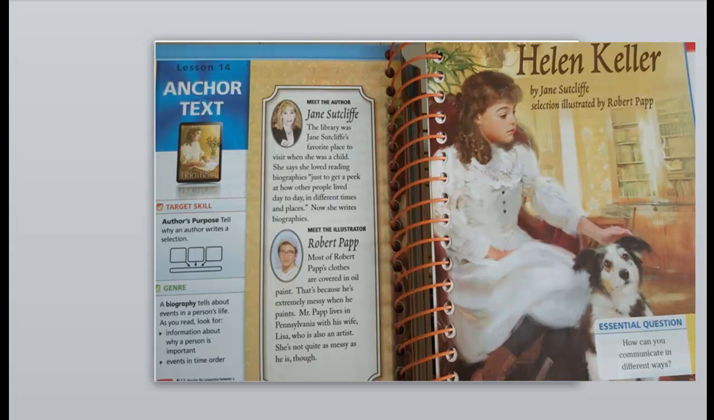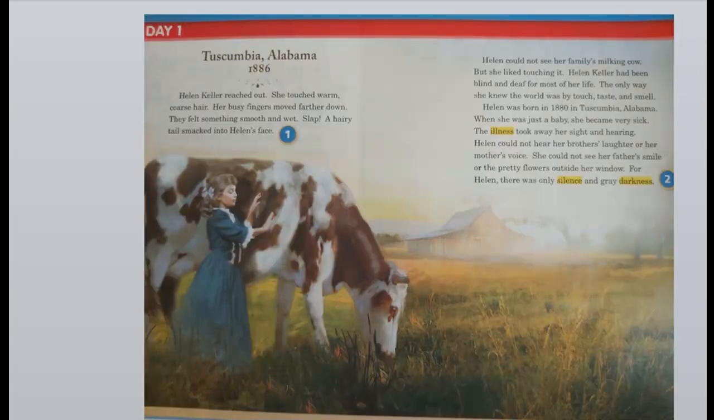Okay, now let's go on. So, Tuscumbia, Alabama, 1886. Helen Keller reached out. She touched warm, coarse hair. It was rough hair, guys, okay? Her busy fingers moved farther down. They felt something smooth and wet. Slap! The hairy tail smacked into Helen's face.